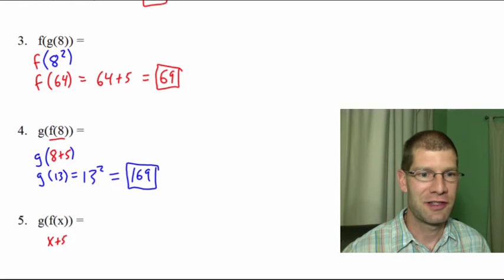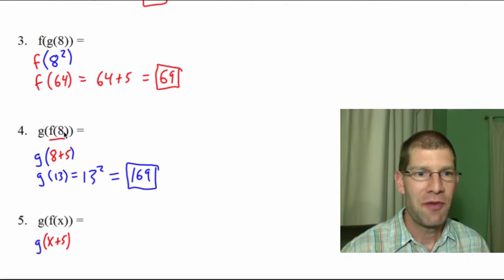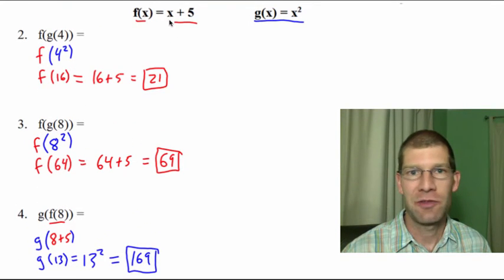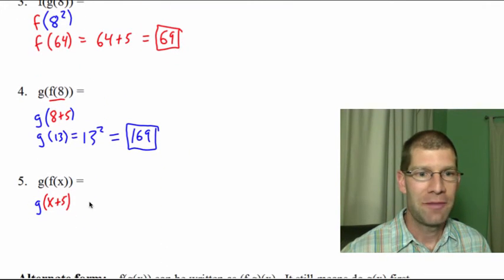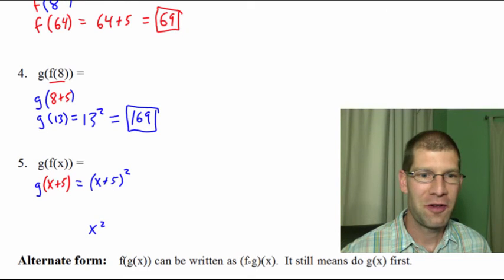Some people, that just really doesn't seem to work in their head. So for them, what I've told them is to look at it this way. Before, we took whatever was in the parentheses and replaced the variable with it. So here we have an x, so you just replace this x with itself, which gives you x plus 5. That seems to work for some people's brains. But either way, we end up with g of x plus 5. And now our g function was take whatever this is and square it. So that would give us x plus 5 squared.